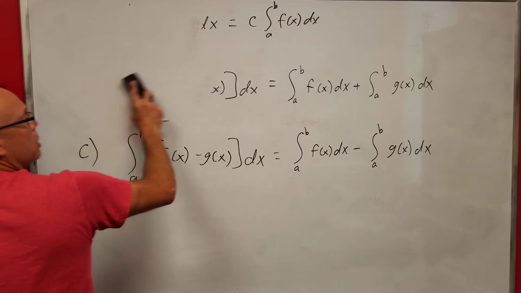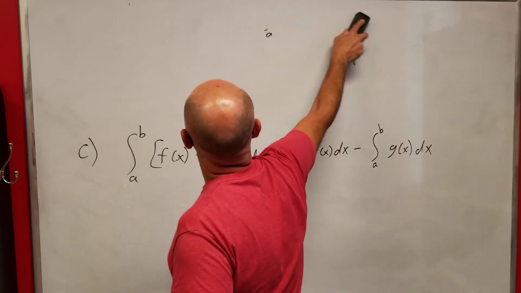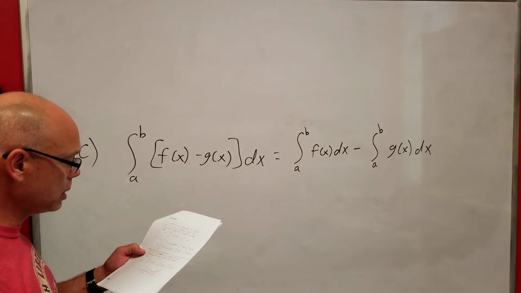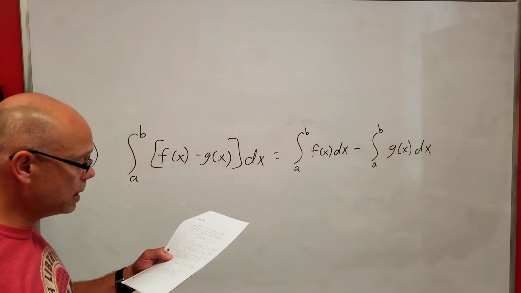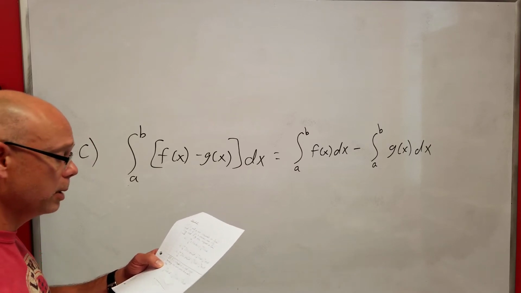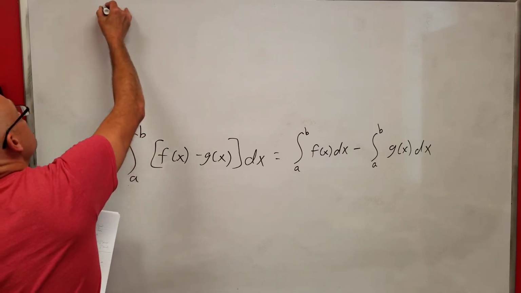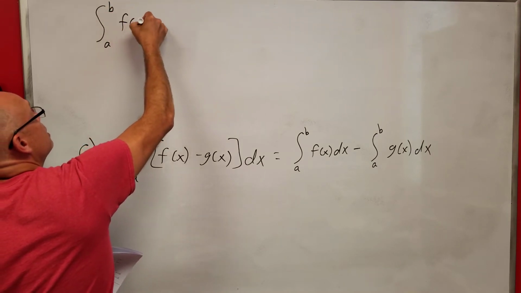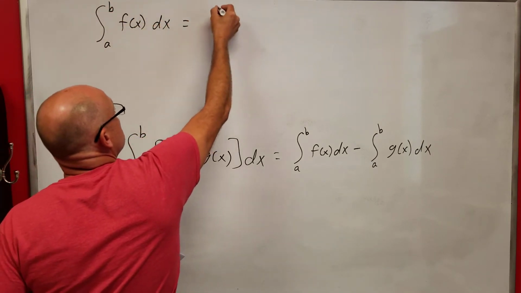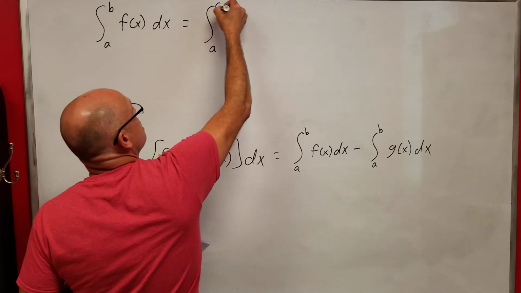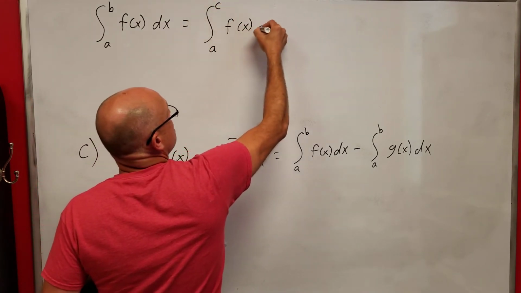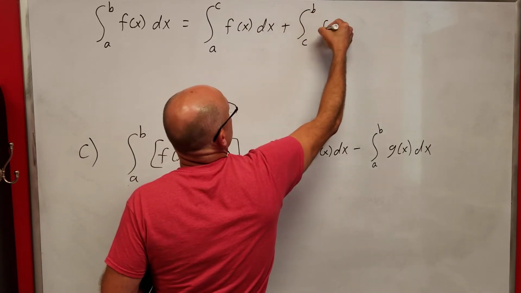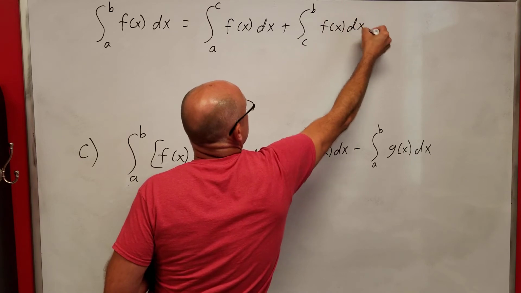So let's look at some more examples here. What are more examples? We have if f is integratable, no, it's actually not an example. It's a statement. If f is integratable on a closed interval containing 3 points a, b, and c, then it says this. The integral from a to b of f of x dx is equal to the integral from a to c of f of x dx plus the integral from c to b of f of x dx.